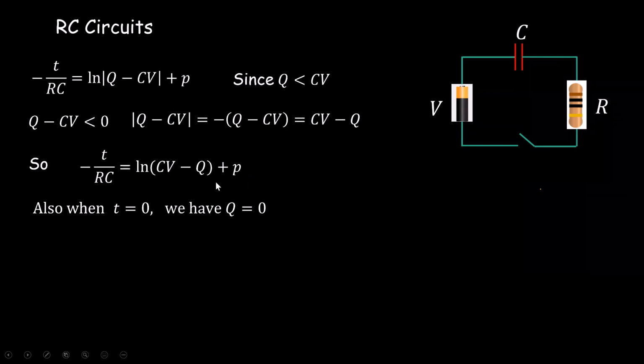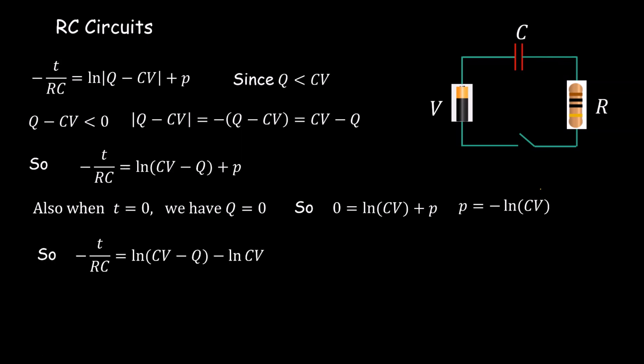and then find out what P should be. If I do that, I get 0 on this side, and if you put Q equal to 0, you get ln of CV plus P. So we get this equation. Therefore, P will be negative ln of CV, and if you put that back in the equation, you get negative t over RC equals ln of CV minus Q, minus ln of CV, and you know ln minus ln means ln of the ratio.